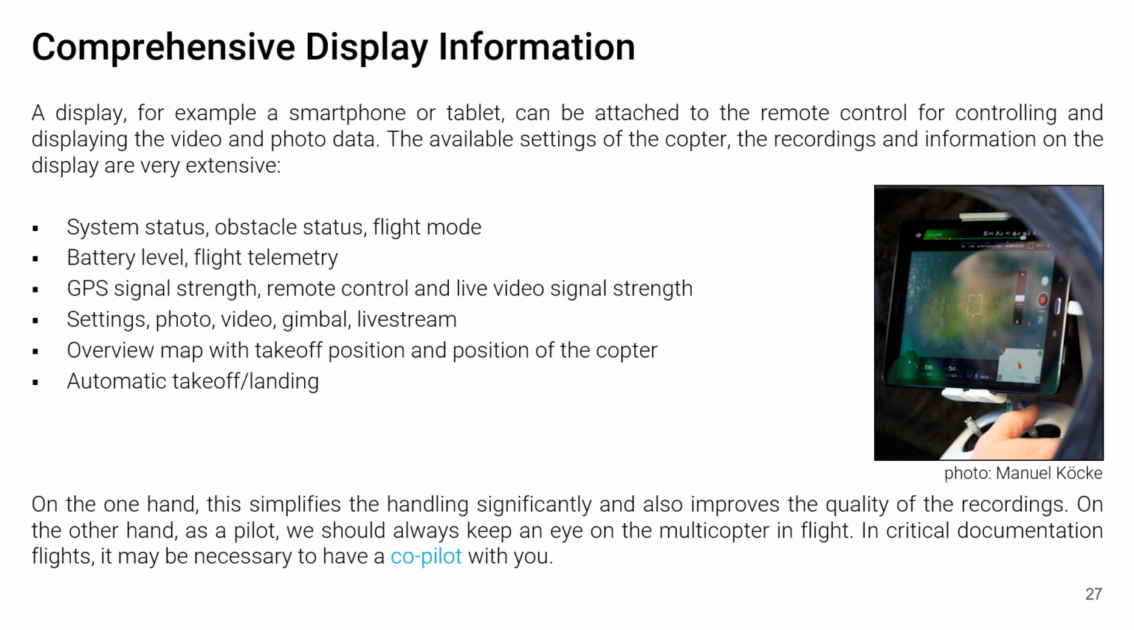There are a system status, obstacle status, flight mode, battery level, flight telemetry, GPS signal strength, remote control and live video signal strength, settings, photo, video, gimbal, live stream, overview map with takeoff position and position of the copter, automatic takeoff, landing, and much more.